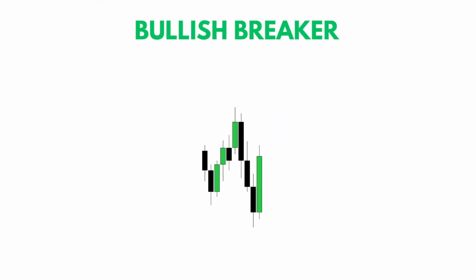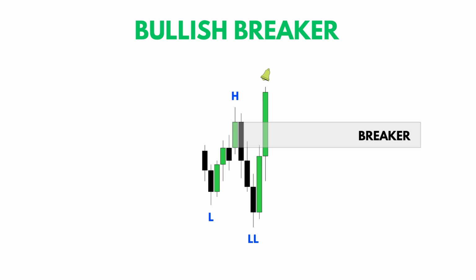A bullish breaker can be identified in the market when we see a swing low, followed by a swing high, followed by another lower low. Once price closes above the highest up close candle in this formation, which is here, it becomes our breaker block that we can utilize for our long entries.